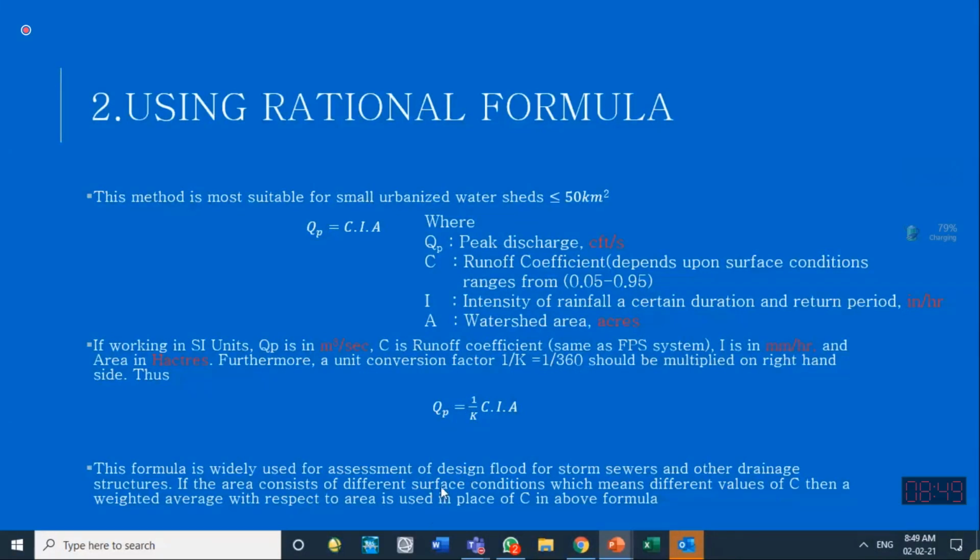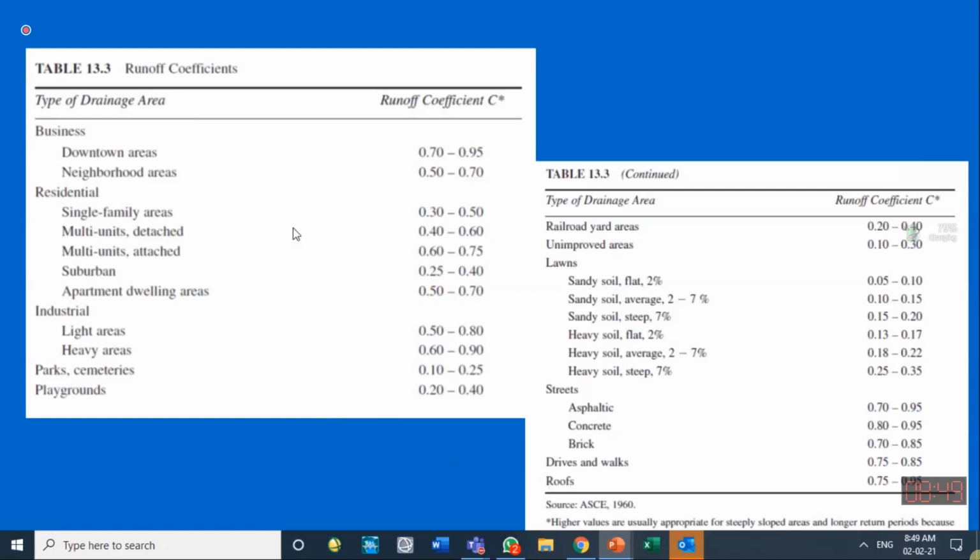So if we have multiple areas, different conditions in the watershed area, then a weighted C value will be calculated. So here is an example. In literature, large tables are available which define the watershed area type and propose runoff coefficients. This range is also quite high, so we have to use some judgment of our own to select a proper C value. Usually, to avoid any risk, we go for the higher values of C, because we are calculating the flood values.